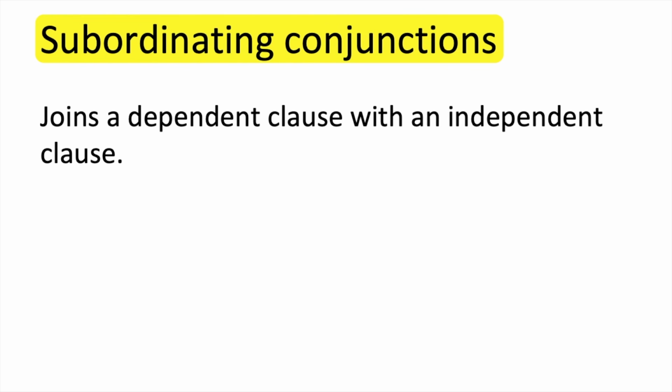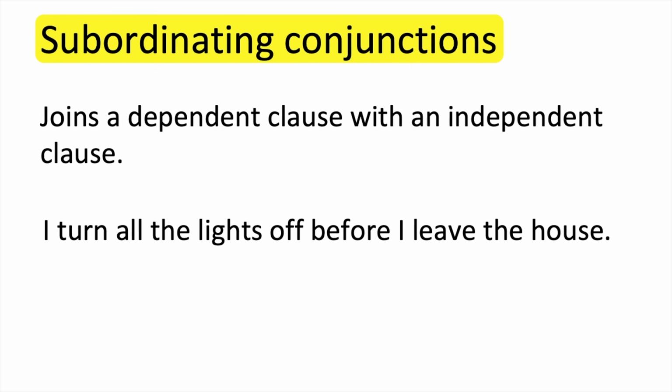Okay, let's go through one last example. Try to figure out which clause is the dependent clause and which clause is the independent clause. I turn all the lights off before I leave the house. So here, I turn all the lights off is an independent clause because this makes sense on its own. Before I leave the house. This is a dependent clause because it doesn't make sense on its own. We would require more context in order to understand what the clause is talking about.